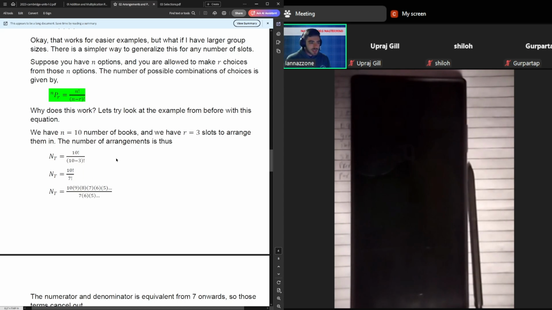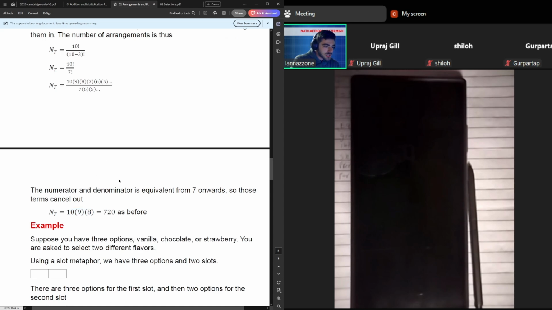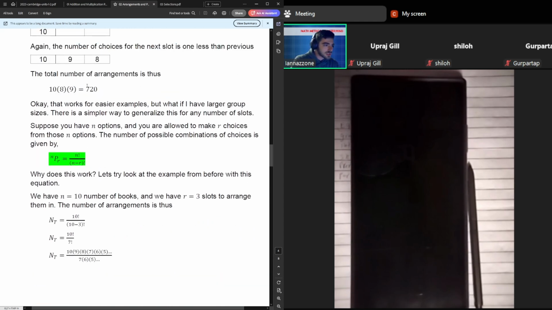Now, as far as how to simplify that, all you would do is expand out what you have. So 10 factorial would be 10 by 9 by 8 by 7 and so on. 7 factorial would be 7 by 6 by 5 by 4 and so on and so forth. You don't have to go all the way to the end, you just have to get it to a spot where you can clearly see the pattern. From there, you'll be able to identify what terms cancel out, and in this case it's going to be everything from 7 onwards. That's going to give you 10 by 9 by 8, which equals 720, and that's effectively the same thing as what we had from our position metaphor instead.